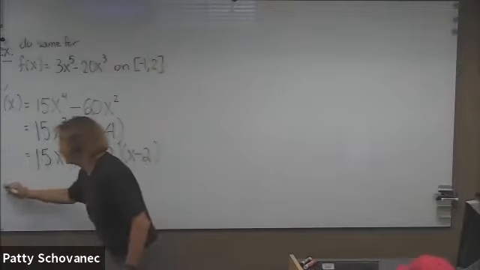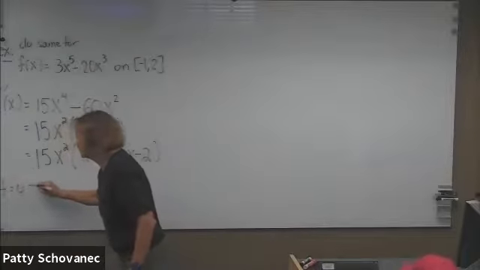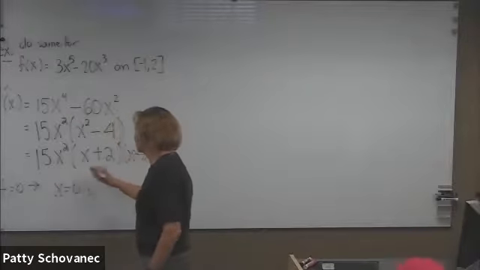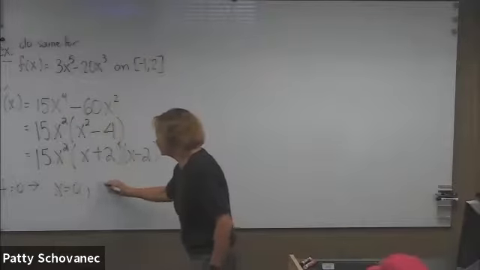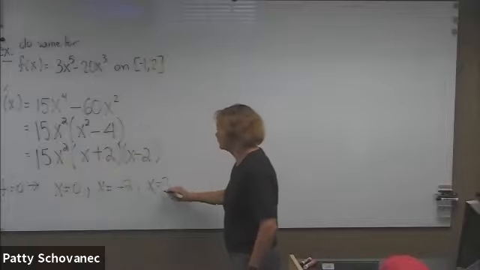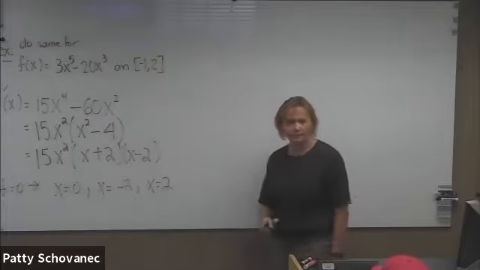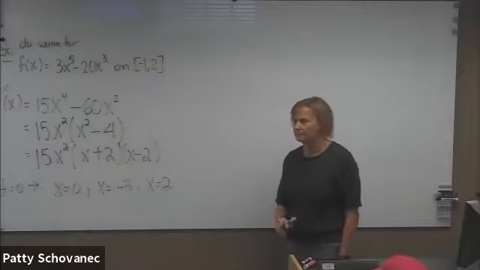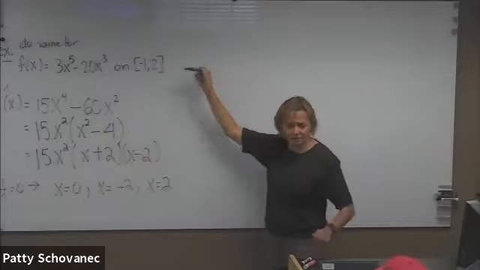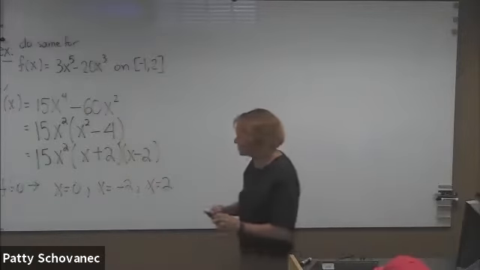The derivative is 0 when any factor is 0. First factor is 0 when x is 0. Second one when x is negative 2. Third one when x is positive 2. Are they all keepers? No. Throw away x is negative 2. It's not of any interest to us.